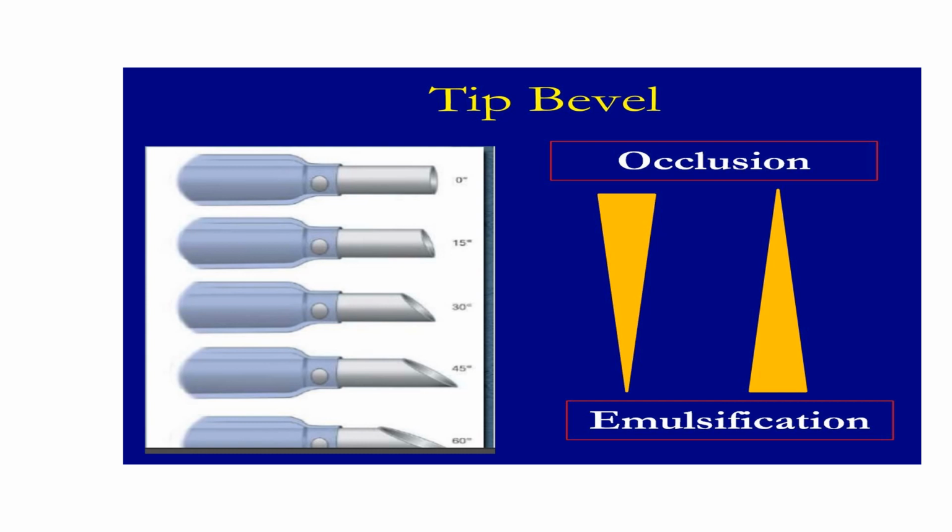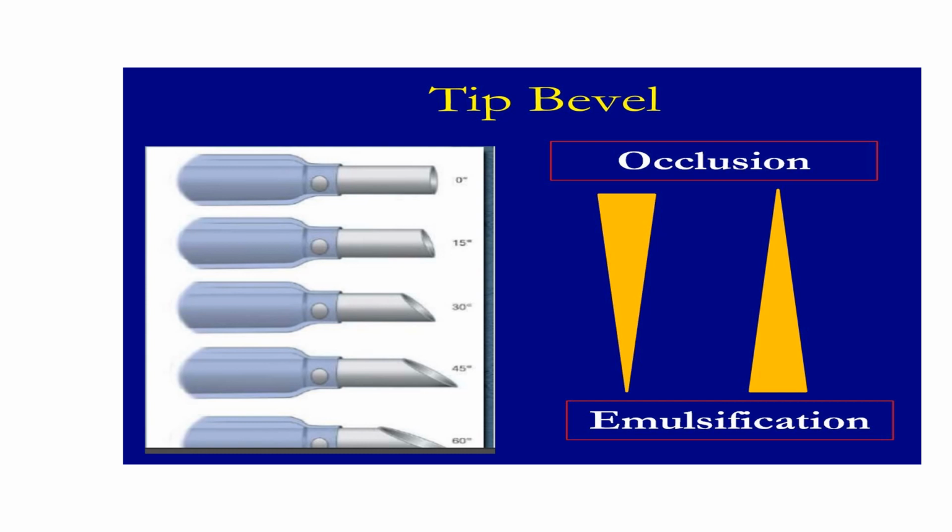Coming to the phaco tip, as you can see in the picture, tips are of different shapes and sizes. In this picture, you can see the difference in the bevel anatomy of the tip. The bevel means the opening of the tip or the mouth of the tip. Tip bevel or opening can be 0 degree or round shaped. It can be 15 degrees, 30 degrees, 45 degrees or 60 degrees. Even some companies manufacture 60-degree tips.